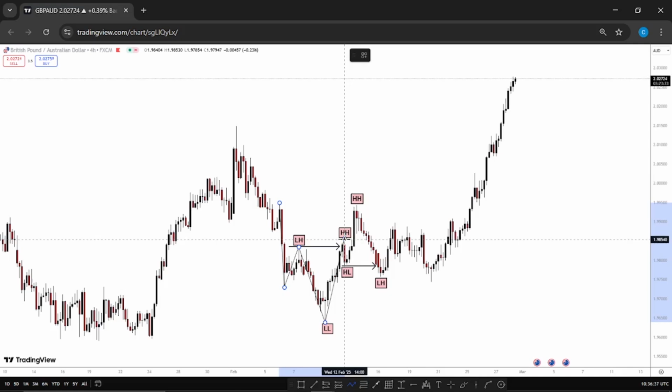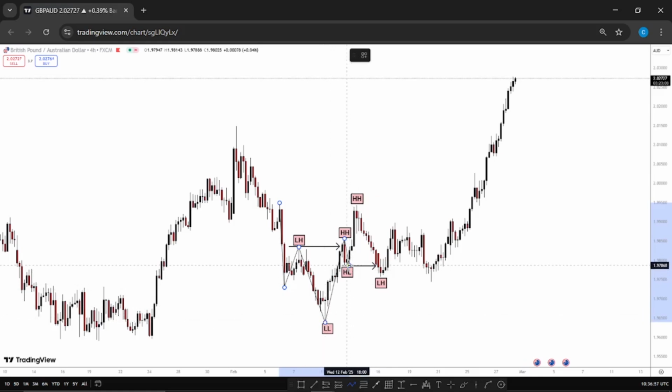A new higher high. Now, after a new higher high was formed, what did price do next? Price came back down to create what? A new higher low. Why is this a new higher low? Because this low is higher than its previous low. So now this becomes our new higher low.